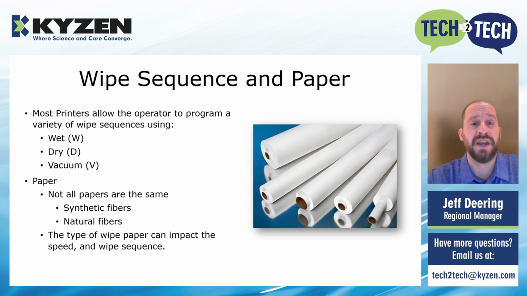Now, when discussing the wipe sequence in paper, there's a few facets that we need to look at. Most printers allow the operator to program a variety of wipe sequences using a wet stroke, a dry stroke, and a vacuum step. The paper that we're using, you need to keep in mind that not all papers are the same. You have your synthetic fiber paper, you have your natural fiber paper, and it's extremely important to remember that the type of wipe paper can critically impact the speed and the wipe sequence of the process you're handling.